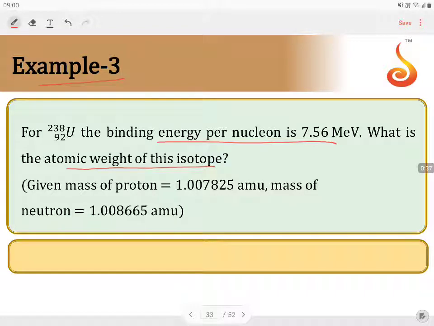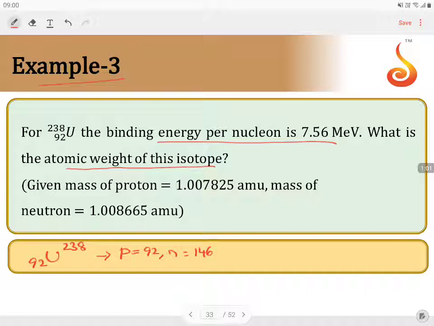Now in this question, we have to travel everything in the reverse process. How do we do that? Let us see this. The hint given in the question is uranium 92, 238, and this is where we start our process. From this, what is the data we get? Number of protons is equal to 92. Number of neutrons will be equal to 146.